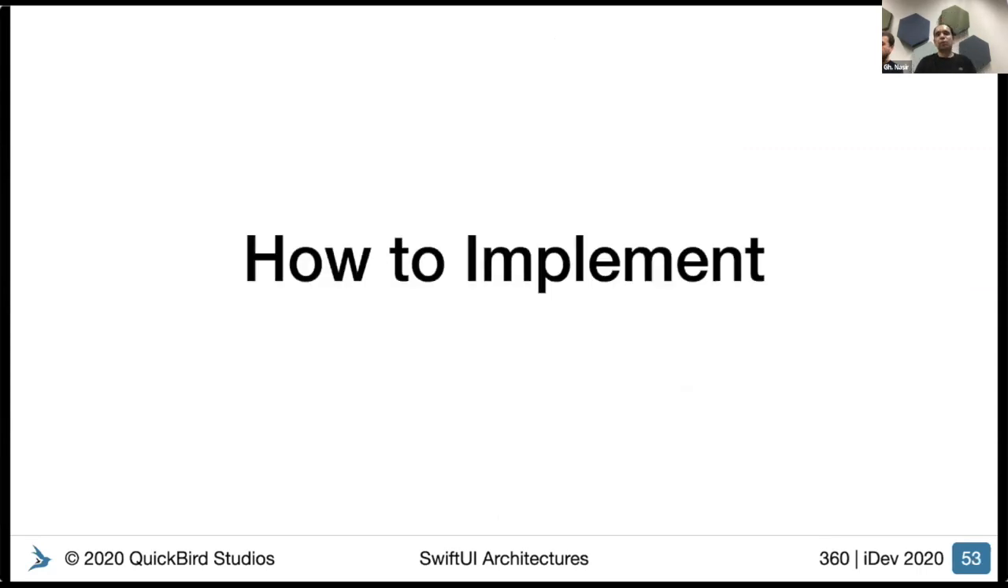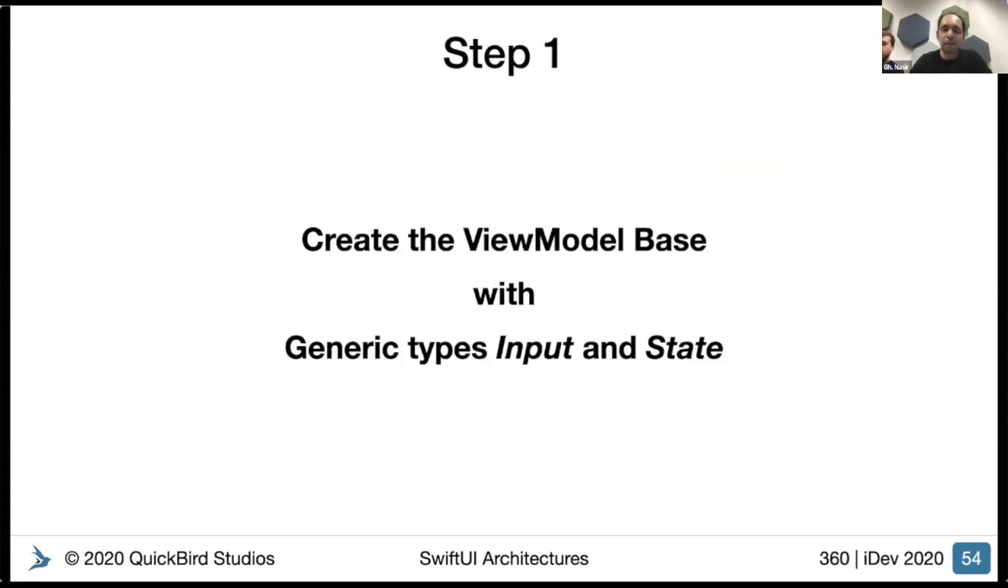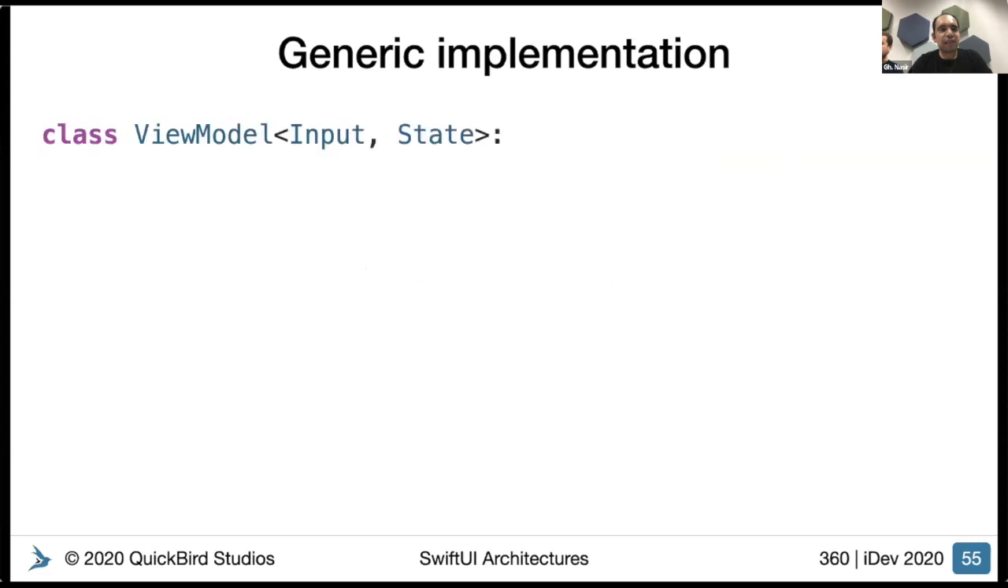So now let's quickly go through how we can think of implementing this. The first step is that, for a reason that I will explain while coding, we create a view model base with two generic types, input and state. As I discussed in the previous slide, the view model has an input as well as a state. So we define a base view model with an input and a state. And it's an observable object because the view would like to listen to any changes on the view model.